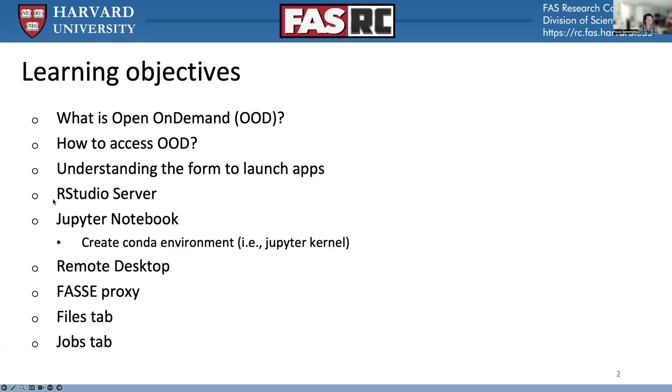We're going to talk about RStudio Server, Jupyter Notebook, Remote Desktop, and also the FASRC proxy in case you're using the FASRC cluster, and the Files tab and the Jobs tab that are on the Open OnDemand interface.